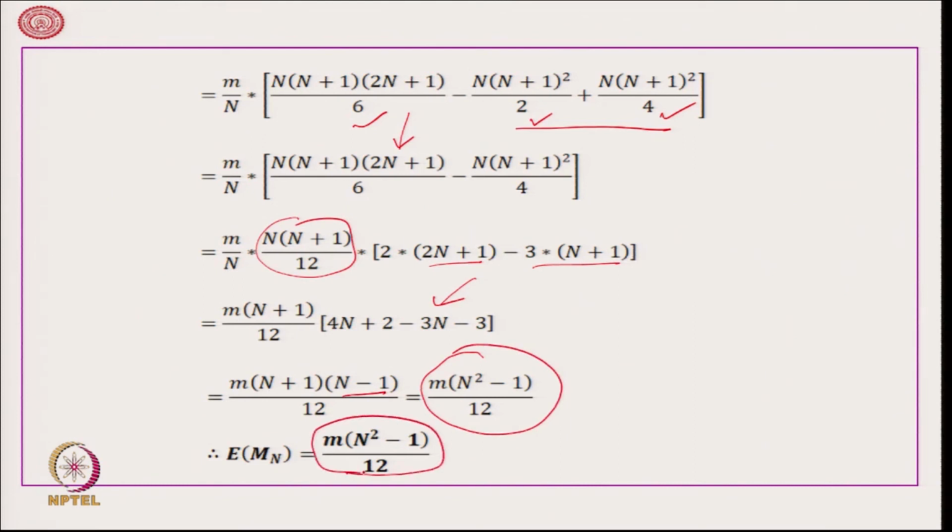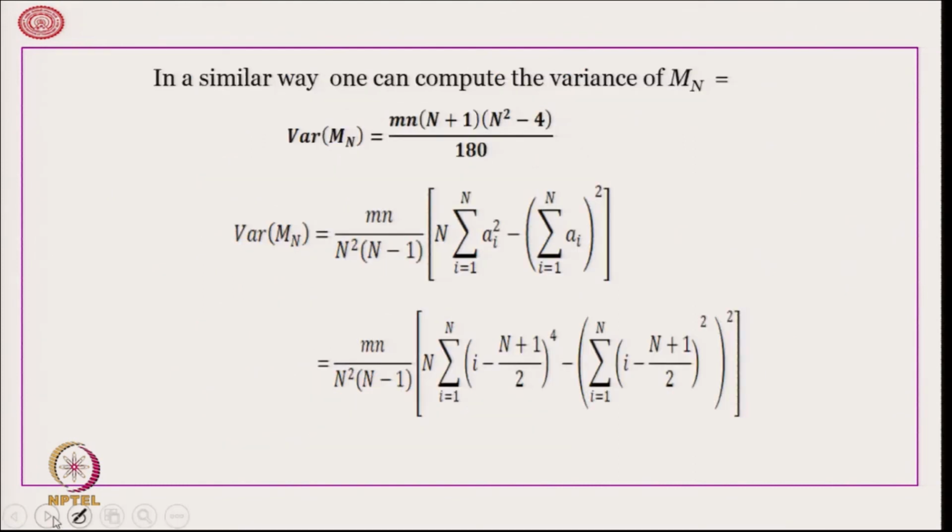In a similar way, one can compute the variance of M_N as mn(n+1)(n square minus 4)/180. One has to go and expand it in this following way by putting the value of a_i, but as you can understand, it is very laborious arithmetic. I am leaving it as an exercise for you. Please try and check that you can actually arrive at this value for the variance.